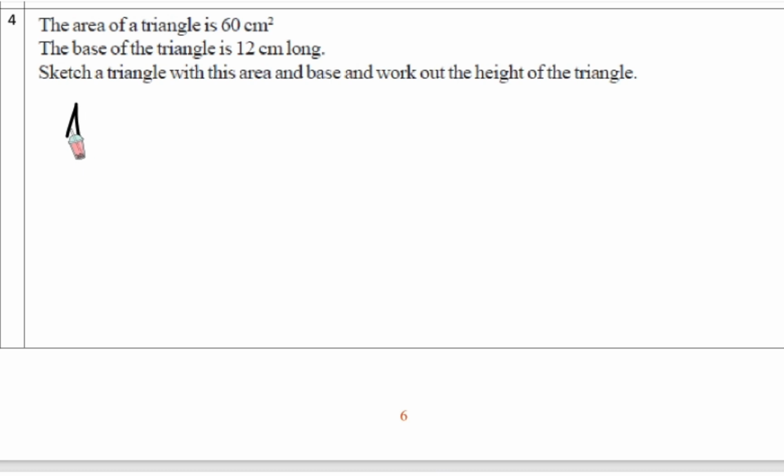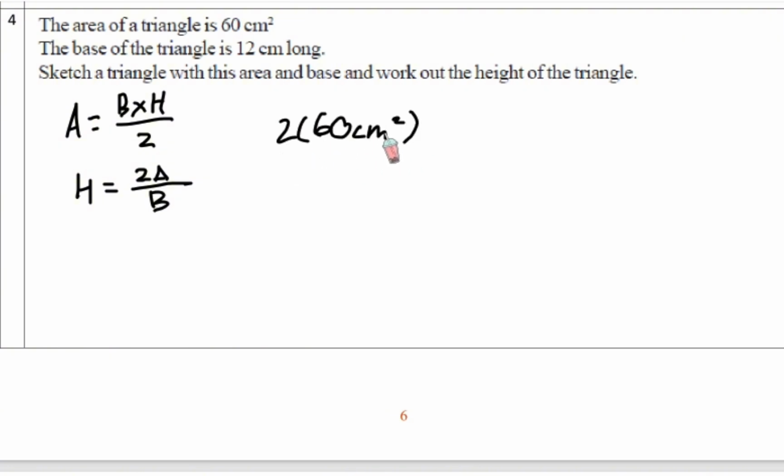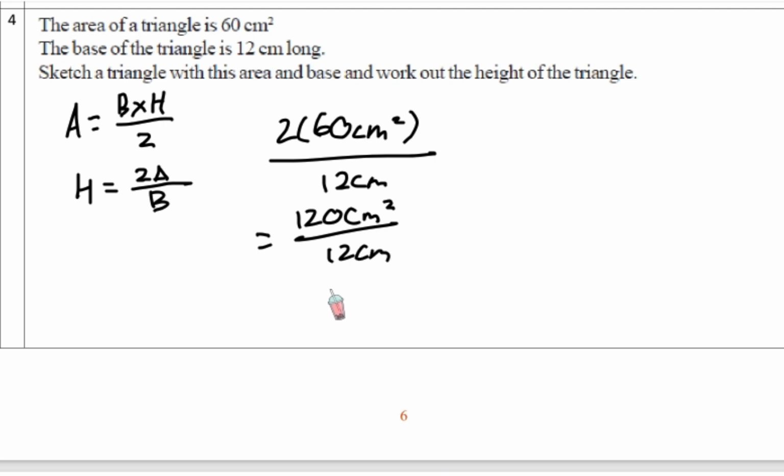So as we know, to find the area of a triangle, we take the base and multiply with the height and divide over 2. So to find the height of a triangle, we will need to take 2A over b. So we will take 2 times 60 cm square over 12 cm. So we would get 120 cm square over 12 cm, and our answer would be 10 cm.